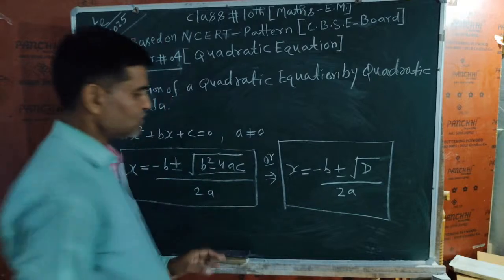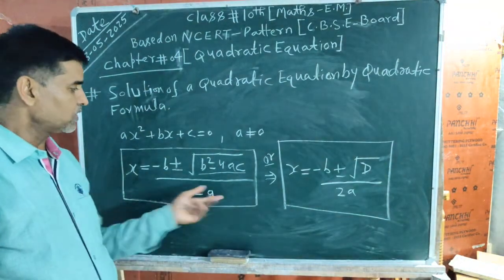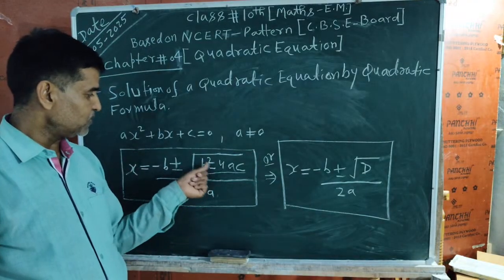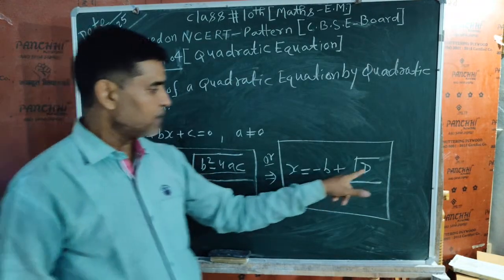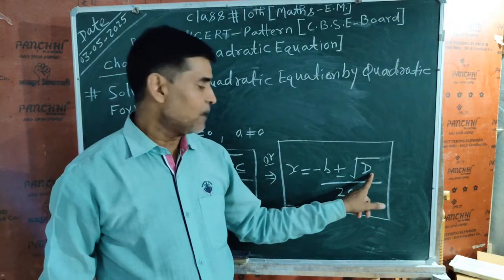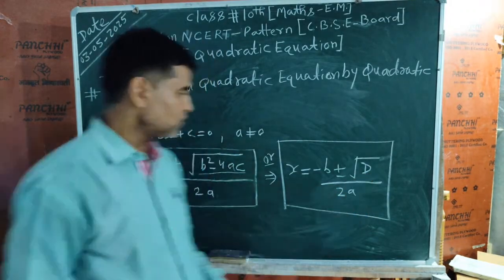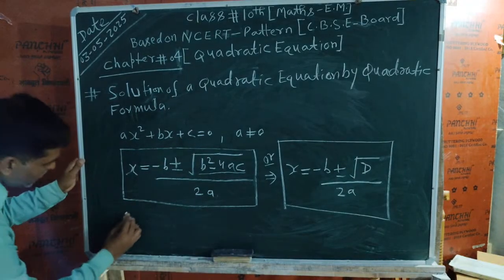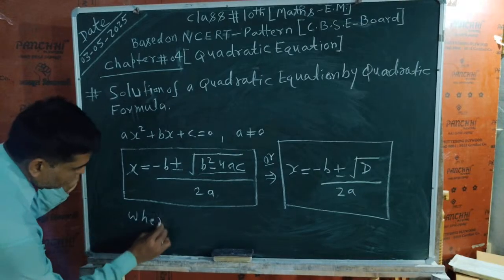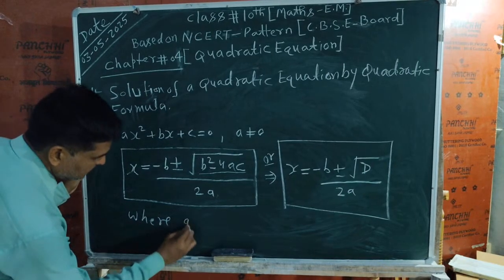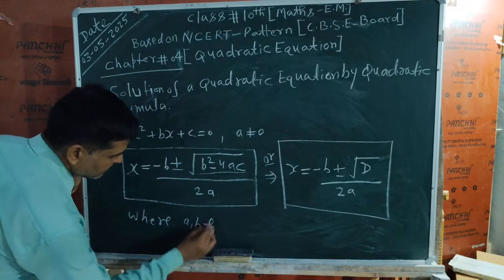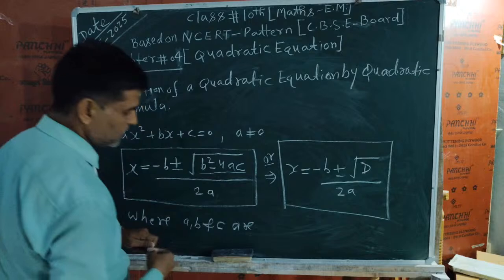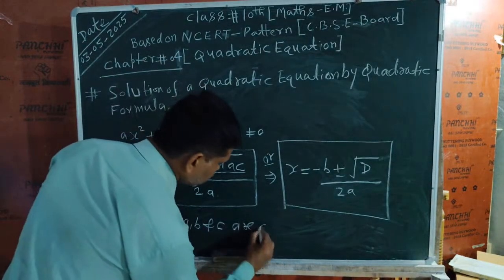So each and every student can write this formula and also that formula, because in place of b square minus 4ac I have written D, and the meaning of D is the discriminant. Okay, students, so here I will say where a, b and c are constant values.